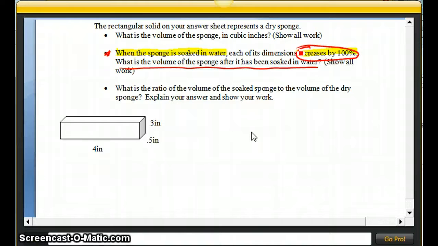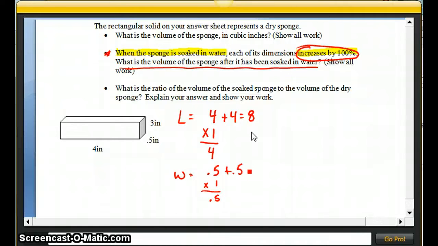To find a percent of a number, you are multiplying. If you were finding 50% of a number, you would multiply by 0.50. So to find 100%, you move the decimal 2 places. You are literally multiplying by 1. So starting with our length of 4, we multiply that by 1, and our new length is going to increase by 4. For our width, which was 0.5, we're going to multiply that by 1, and it will increase by 0.5. And for our height, which was 3, multiplying that by 1, it will increase by 3.